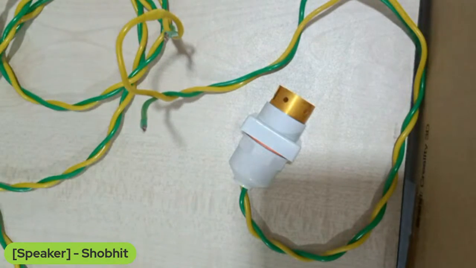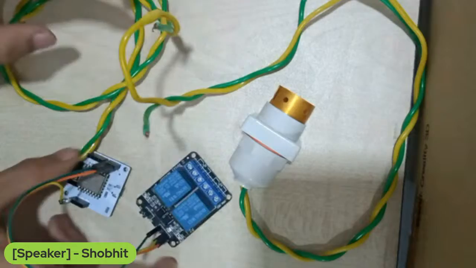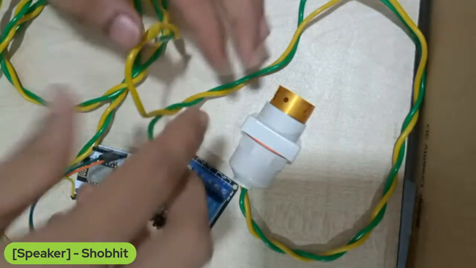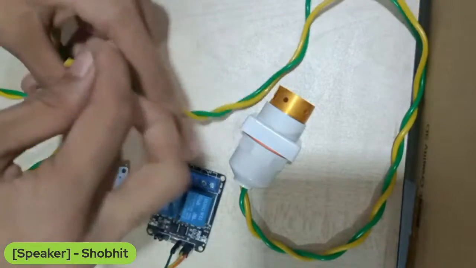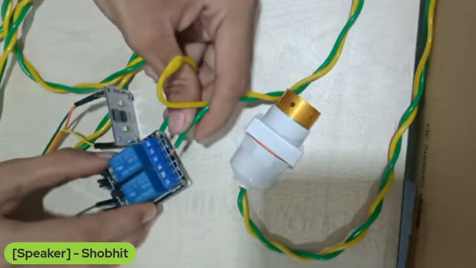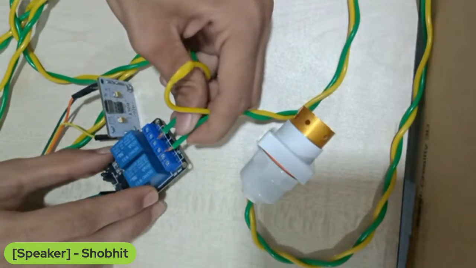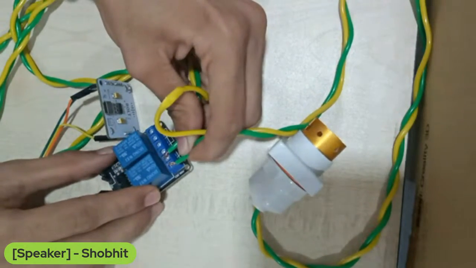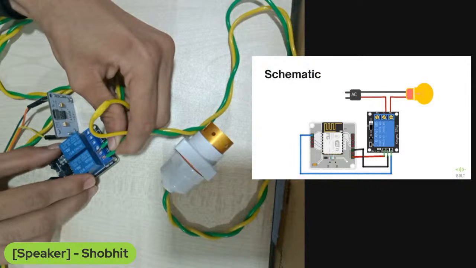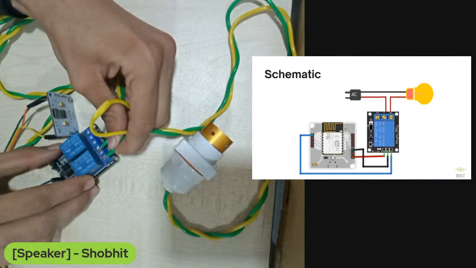Now what I need to do is, I have to take the relay module. I have to insert these two wires on the right side of your relay. These two pins. If you observe the schematic as well, you have to connect it here.